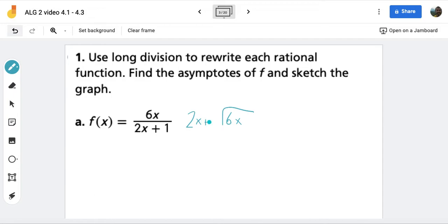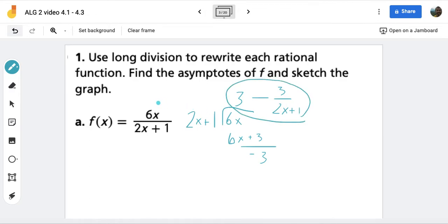I kind of already know what's going to come out of this. 6x divided by 2x is 3, so I know it's going to be 3. And when you multiply by 3, you get 6x plus 3, but now you need to subtract, so you end up with negative 3 as a remainder. So that means it's 3 minus 3 over 2x plus 1. This is another way to write the original function.